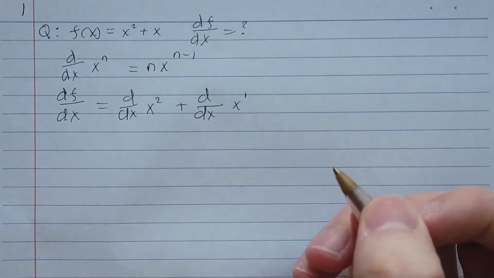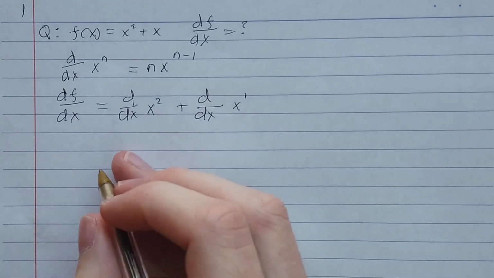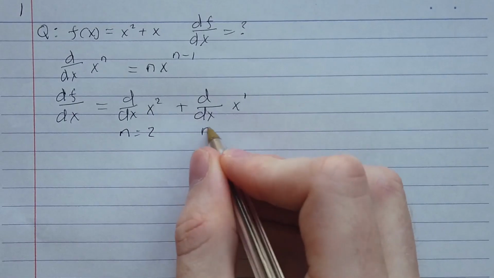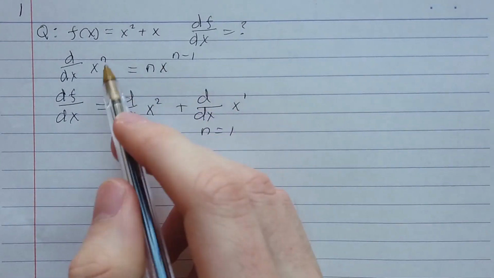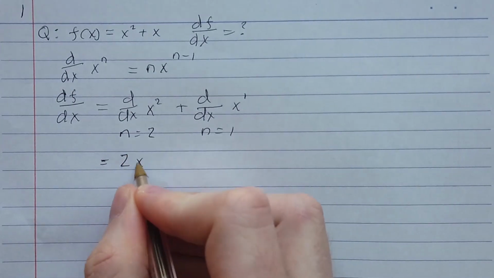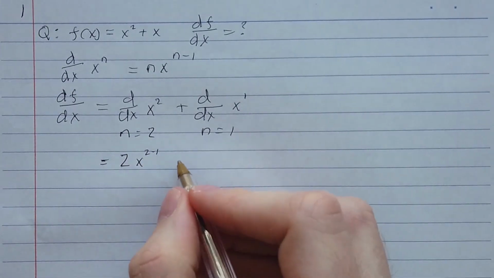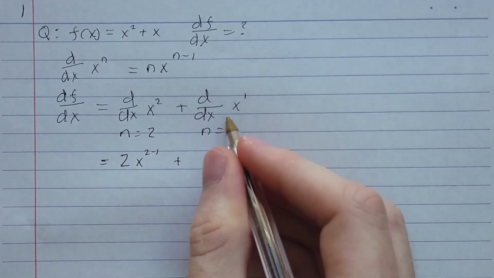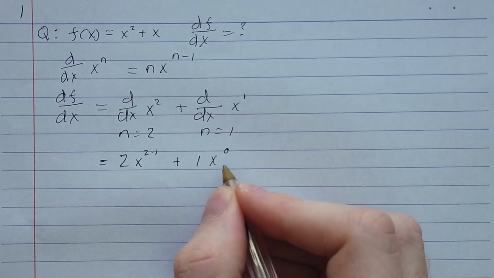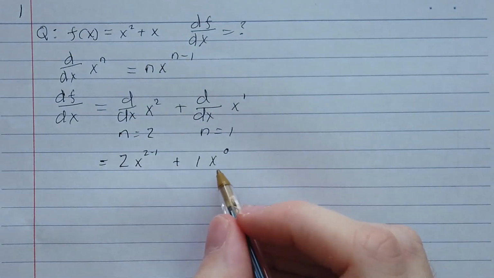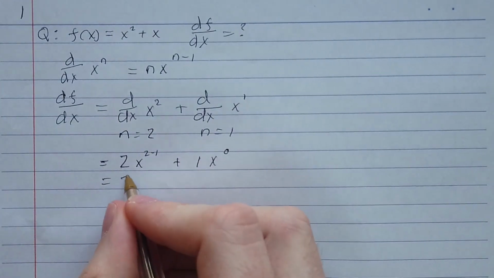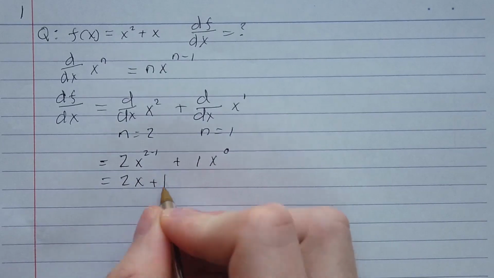And that can be written as x to the 1, just to make this a bit more intuitive. So here we have n equals 2, and here we have n equals 1, if we're going with this form here. So let's just bring these down. So we have 2 times x to the 2 minus 1, of course that's just 1, plus, bring down the 1 times x to the 0. We need to remember that any number to the power of 0 is just 1. So we're left with df by dx is 2x plus 1.